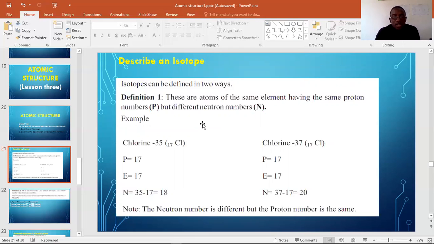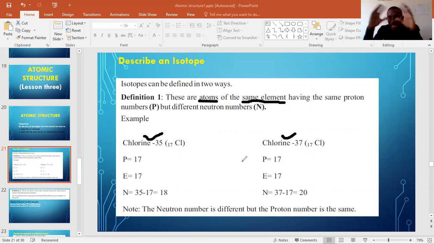So what we're looking at in this particular slide is the definition of an isotope in terms of proton numbers and neutron numbers. We're looking at chlorine 35 and chlorine 37. According to the definition, isotopes are atoms of the same element. What do we mean by the same element? This is chlorine, this is chlorine. So atoms of the same element.